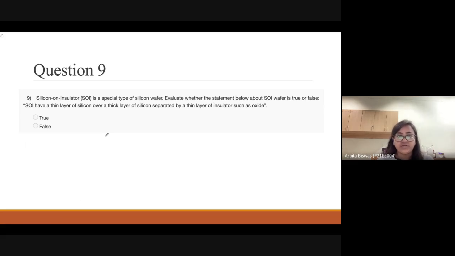Silicon on insulator is a special type of silicon wafer. Evaluate whether the statement below about the SOI wafer is true or false. And the statement is: SOI have a thin layer of silicon over a thick layer of silicon separated by a thin layer of insulator, such as oxide. So is it true or false?